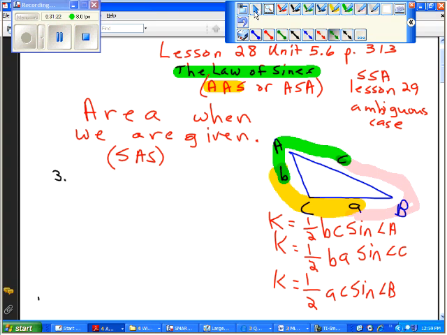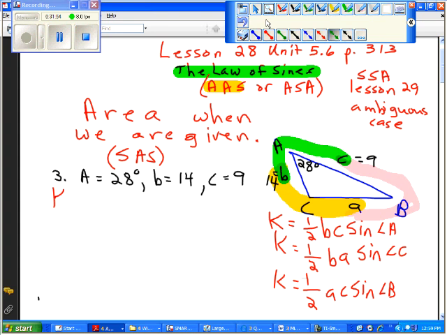Okay, so number 3. We have angle A is 28 degrees, little b is 14, and little c is 9. I think it helps to go to the picture, really. This is 28 degrees. B is 14. C is 9. What I've got, in the green, is side angle side.